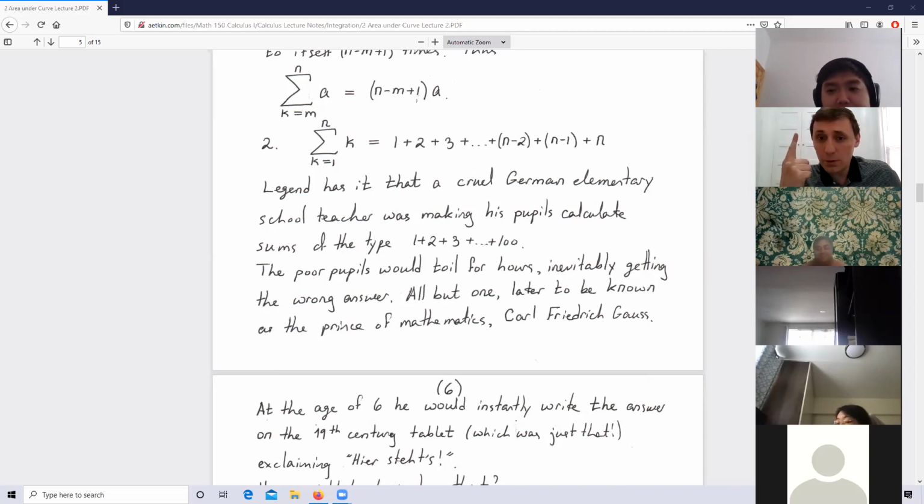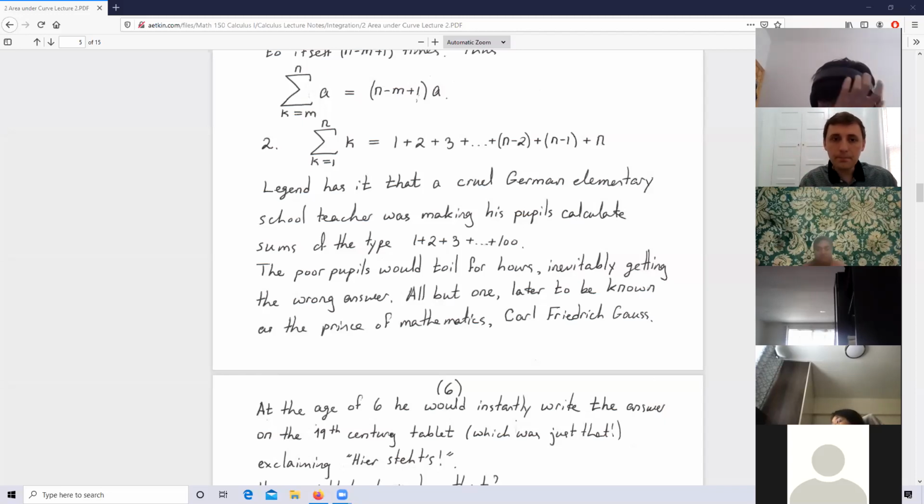There was one student that answered it correctly, instantly and without making a mistake. That student was Carl Friedrich Gauss. He would say it right away. They would not write it on paper. They had a small board, like a small blackboard chunk, and they would write there. So he would just go like this, "hier steht's." Here it is, the answer, right?